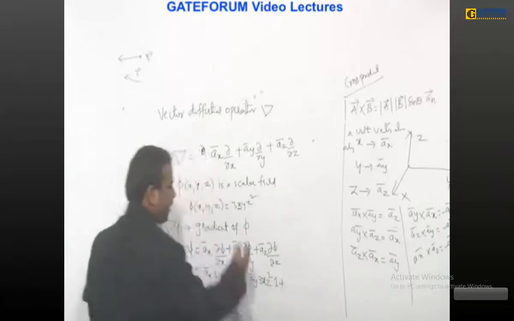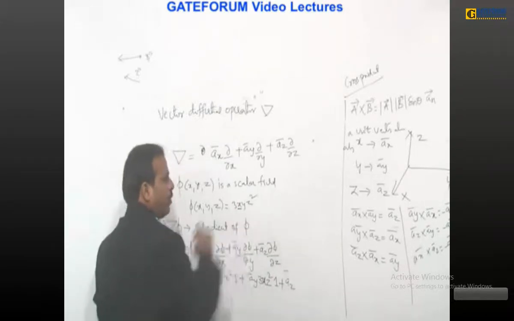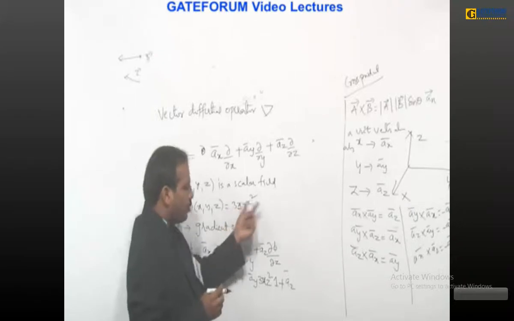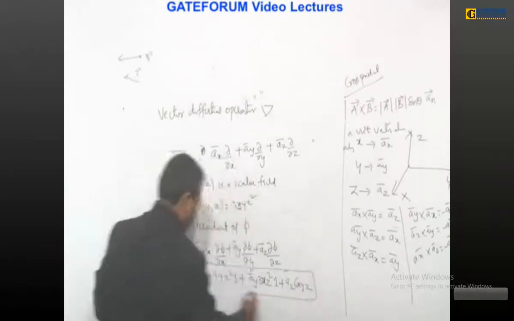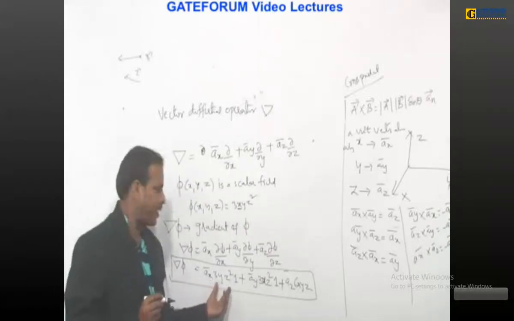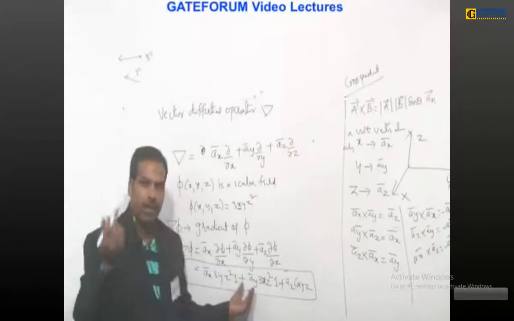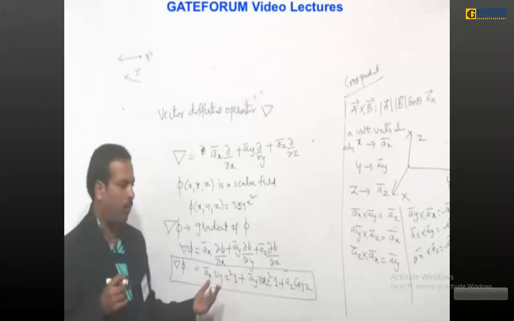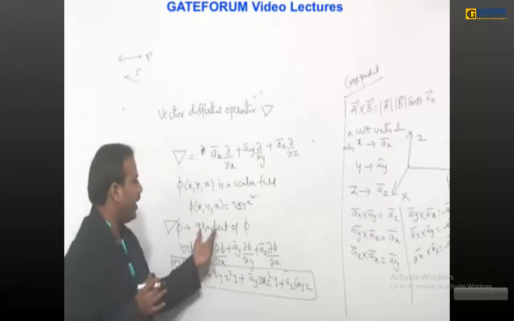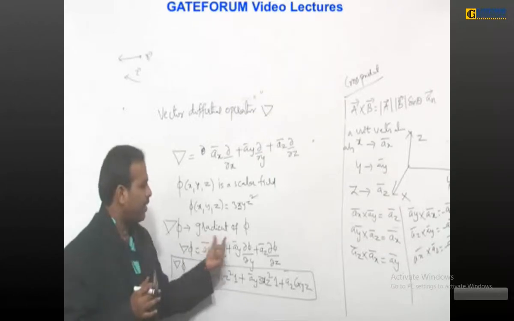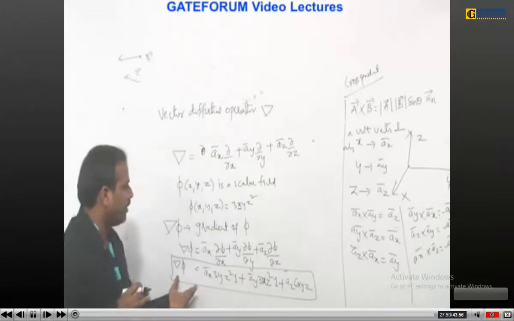Similarly, a_z times ∂φ/∂z. When you differentiate with respect to z, all other terms are constants: 3xy times the differentiation of z², which is 2z, so 3xy times 2z becomes 6xyz. Now you can see del phi is a vector quantity expressed as a function of x, y, z. For any point in the three-dimensional spatial coordinate system, with certain values of x, y, z, del phi becomes a vector having components along the x, y, and z directions. This is called the gradient of phi. Physically it signifies how the scalar field changes with respect to the x, y, and z coordinates.